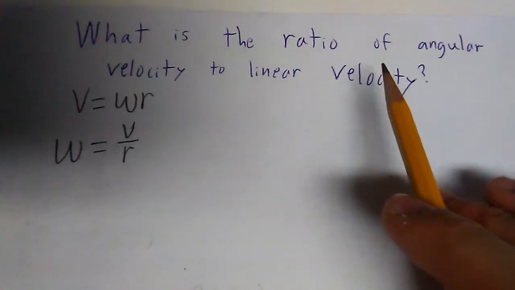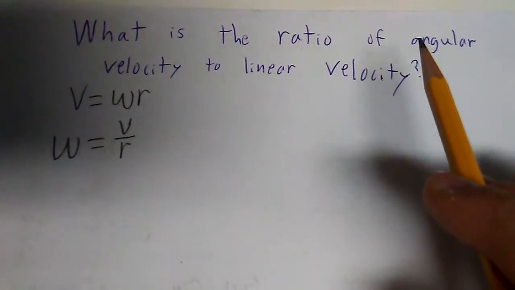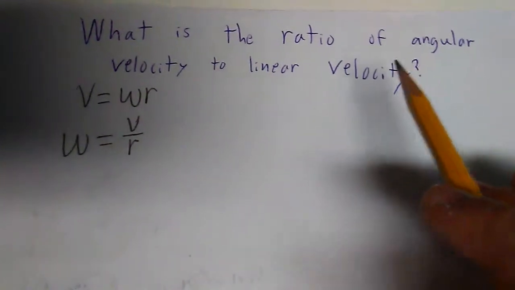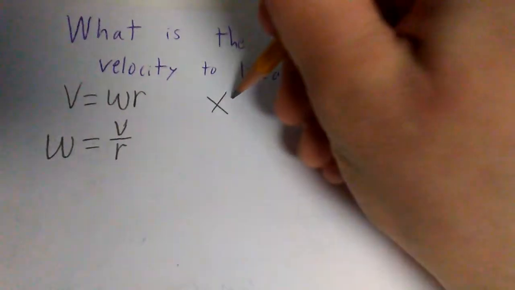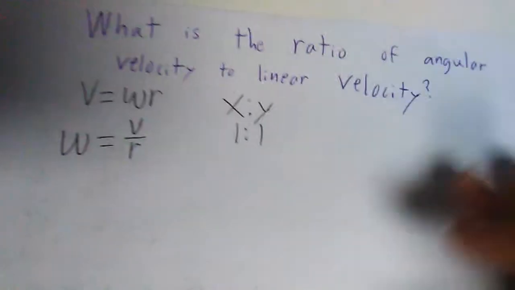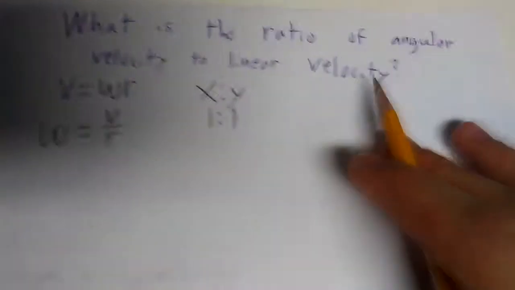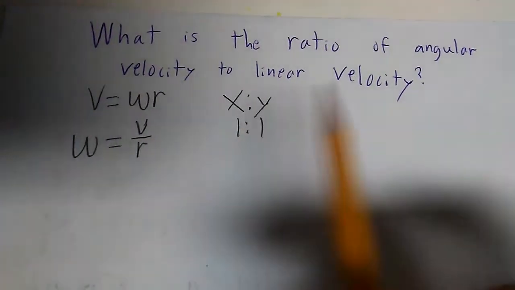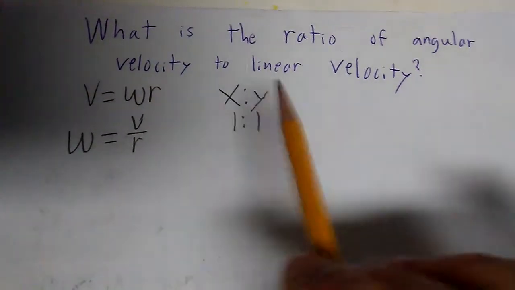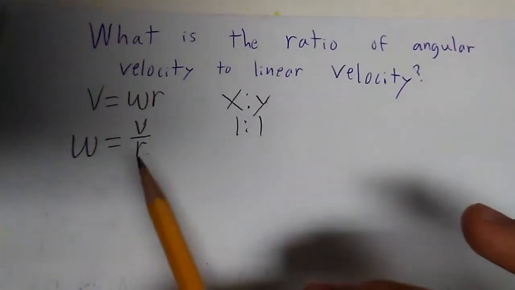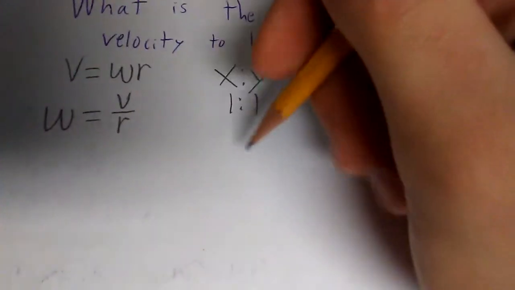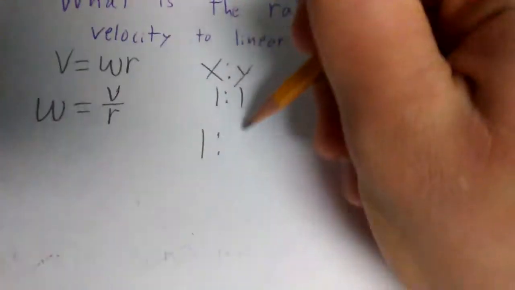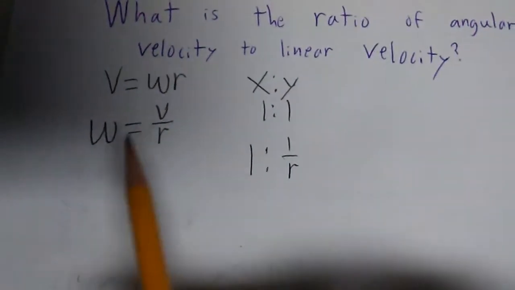But now we have to set it up as a ratio, as given to us by the options we actually had on the problem, which were basically in the form of an x to y ratio, or a 1-to-1 ratio, which is what you'd commonly see with the colons. So if we look at the angular velocity as the x side and the linear velocity as the y side, really what we're writing here is a 1-to-1 ratio in terms of the radius, the extra variable there, which gives us a ratio of 1 to 1 over r, because that's what we're seeing here.